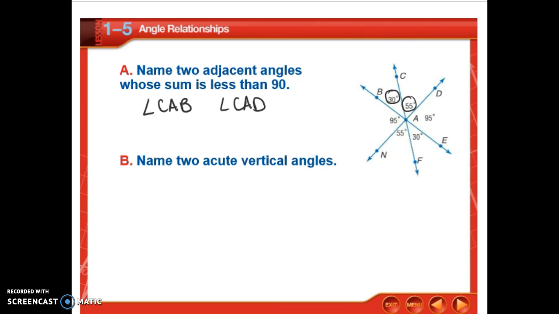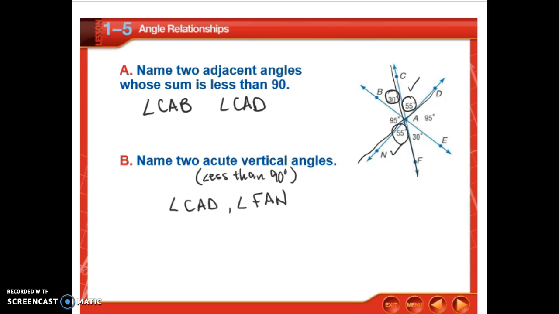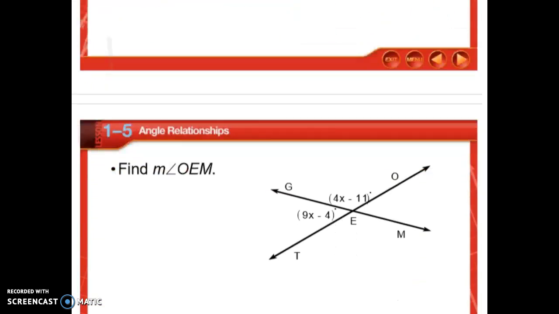Name 2 acute vertical angles. Acute means it's less than 90 degrees. And they're vertical angles, meaning that it's like this X thing going on. So this one and that one, the 55 degree angles. Those are acute vertical angles. So angle CAD and angle FAN. Those are acute vertical angles.